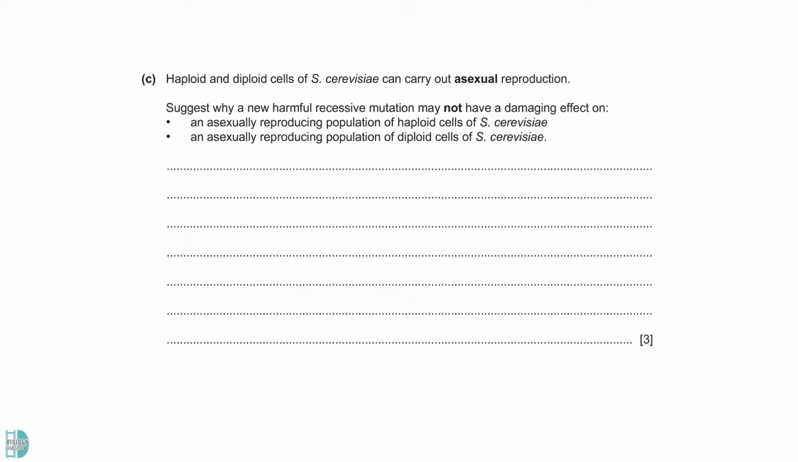C wants you to suggest why a new harmful recessive mutation may not have a damaging effect on asexually reproducing populations of haploid and diploid populations of the species.